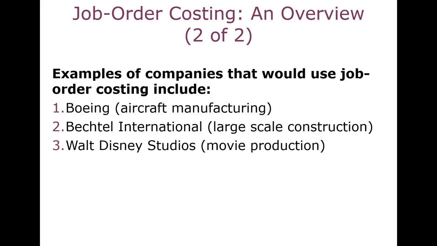Bechtel International, it's a large construction company. They may be manufacturing or producing an airport for one city, building it. Another place they might be building highways. So each project is different, again requiring different materials, different labor, and then different overhead needs to be attached to it. Movie studios also are examples of job order cost system users. Each movie that's produced requires different cost involved, different location cost, different actor/actresses cost, and so forth. So this is what we're looking for in job order costing. The item being produced is different from the next item being produced.